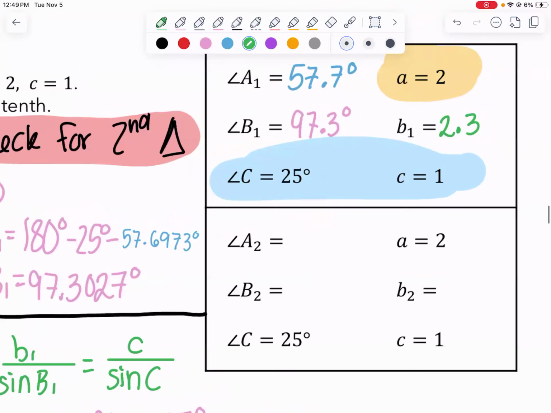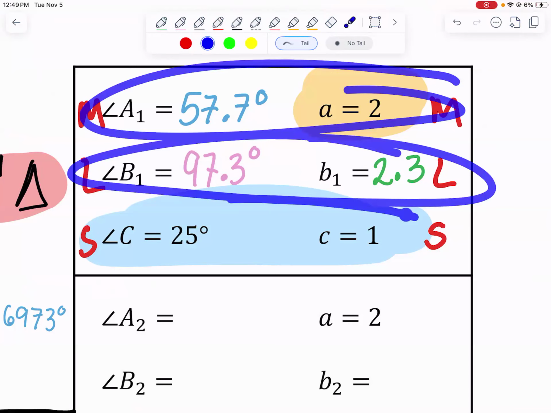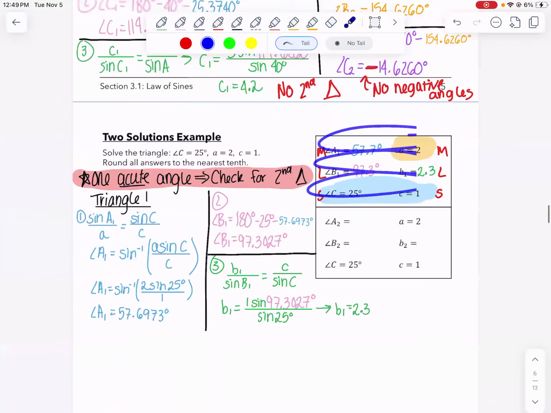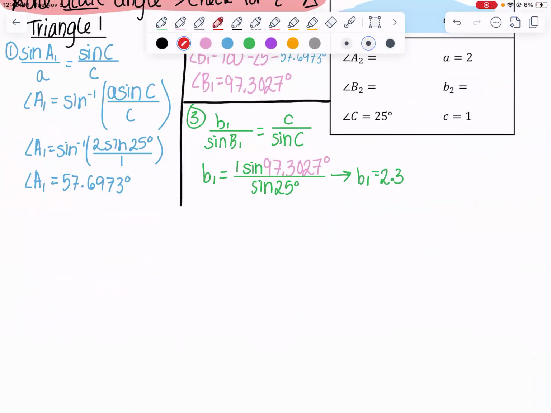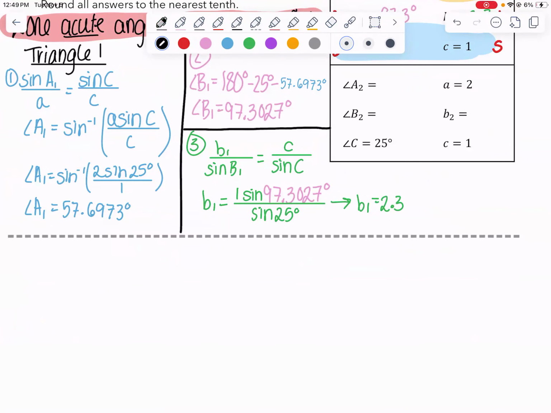It's a good time to do a small, medium, large check. I'm looking at the angles first. We have small, medium, large. Looking at the side lengths next. Small, medium, large. Yep, they all match. Okay, so now we're going to check for that second triangle. All right, so divide it off there. I guess I have so much space here, I didn't need to cram it all in there, but that's fine. Triangle 2.